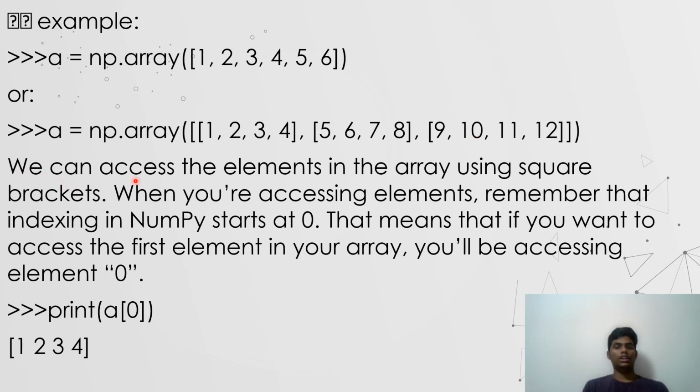We can access the elements in the array using square brackets. When you are accessing the elements, remember that indexing in NumPy starts at 0. That means that if you want to access the first element in your array, you will be accessing element 0. Then print a[0] and it will print 1.